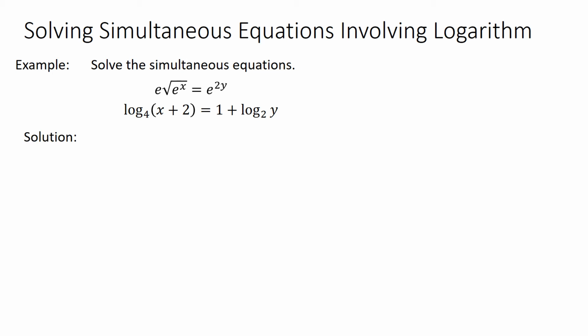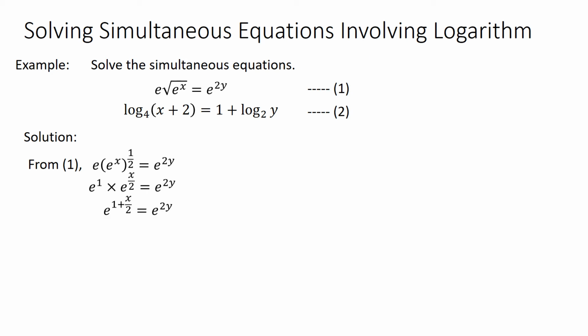Here is the solution. We name the first equation as the first equation, and this is the second equation. From the first equation, we can rewrite it: e to the power of half x, and therefore it will be e times e to the power x over 2 equals e to the power 2y. We can combine them together to become e to the power 1 plus x over 2 equals e to the power 2y. Therefore, we compare the power since both sides have the same base, which is e. Therefore, 1 plus x over 2 equals 2y.